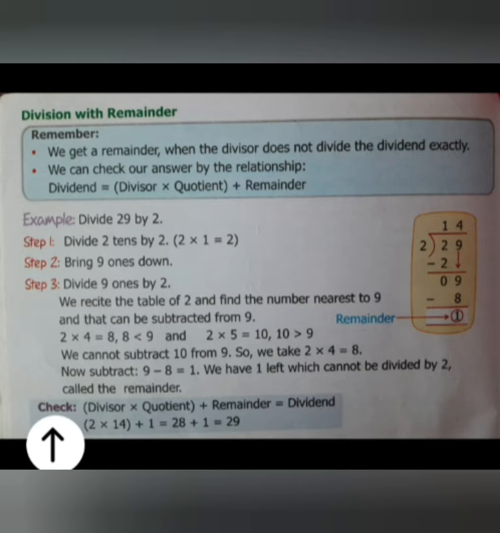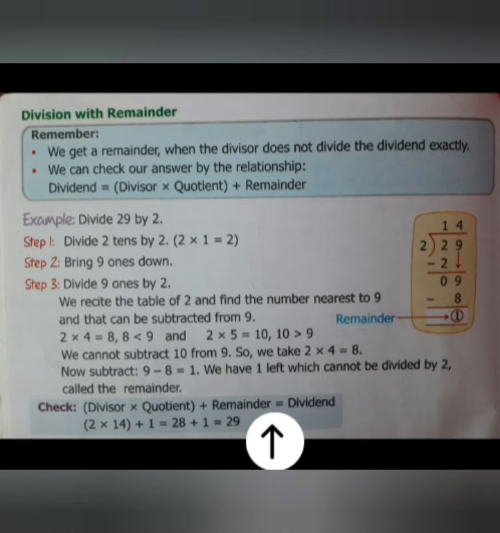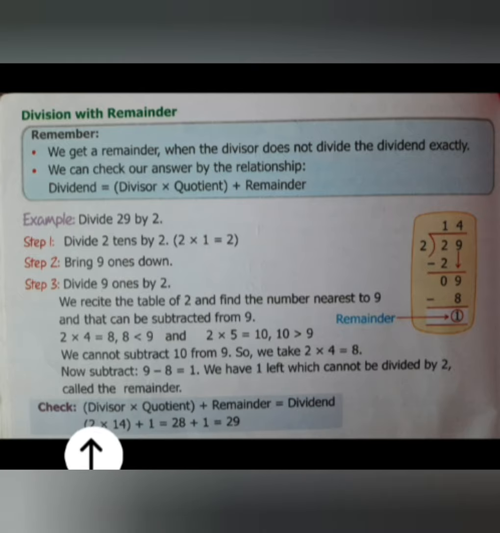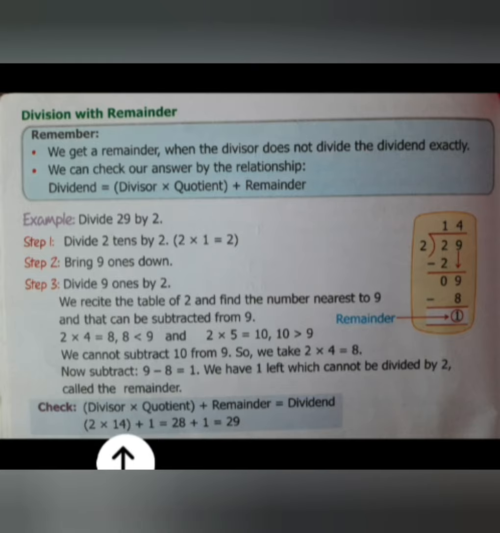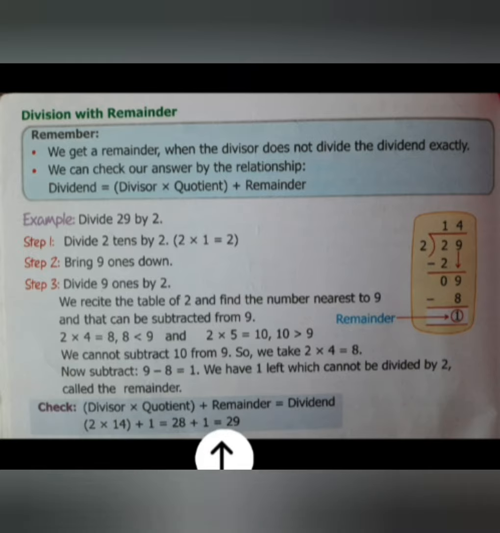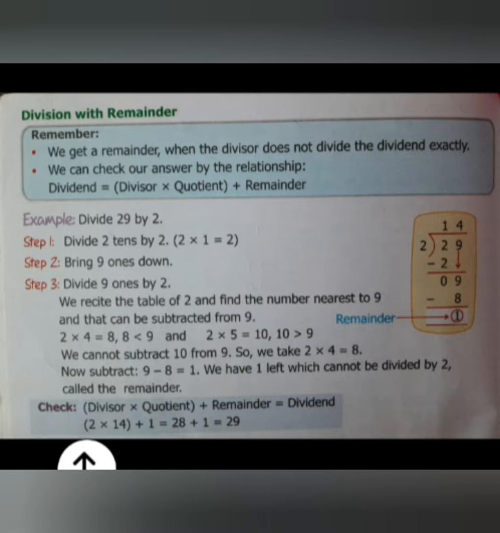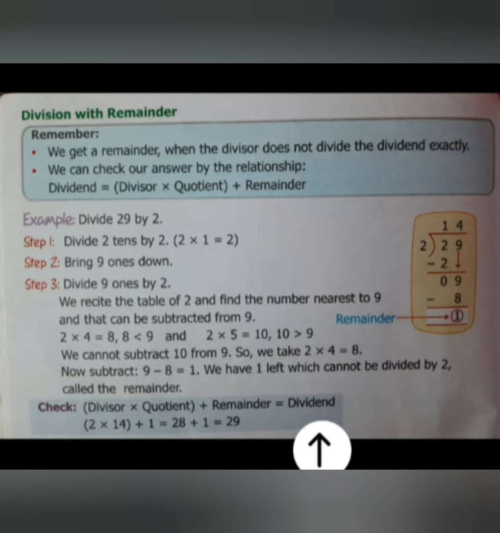So children, when you check your answer, you will put that relationship formula, that is within bracket divisor into quotient plus remainder is equal to dividend. So here divisor is 2, quotient is 14. So 2 multiplied by 14, bracket close. Now plus remainder, we can see that 1 is the remainder, is equal to dividend. So 2 multiplied by 14 is 28. 28 plus 1 is 29. So it is equal to dividend.